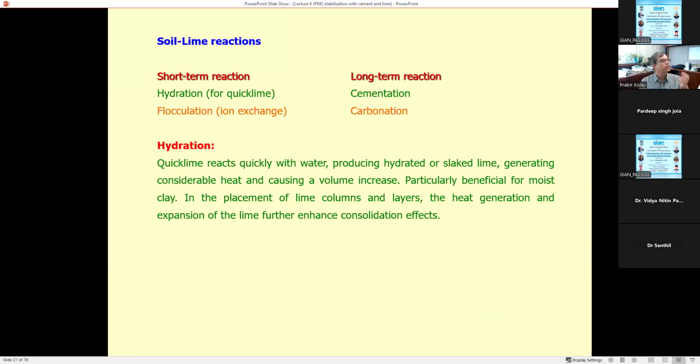So the short-term reactions: hydration takes place quickly, then flocculation or ion exchange. Long-term are the cementation and the carbonation. So what is hydration? Basically it reacts quickly with water, producing hydrated lime, that is CaOH2, generating a considerable amount of heat and causing volume increase. Particularly beneficial for moist clay, as I mentioned, it can be used for drying the clay when there is too much water. So in the placement of lime columns and layers, the heat generation and expansion of the lime further enhance the consolidation process. So basically we remove the water, which is the consolidation process.